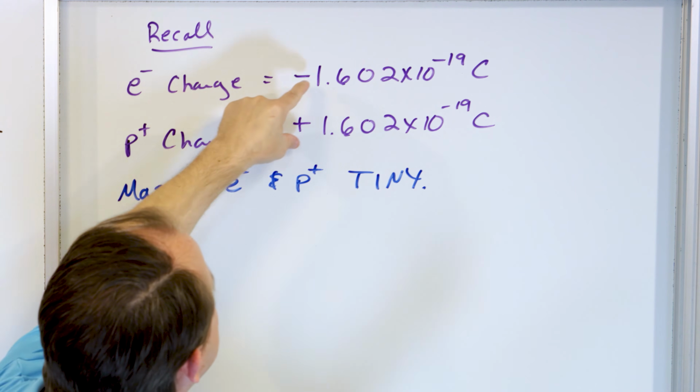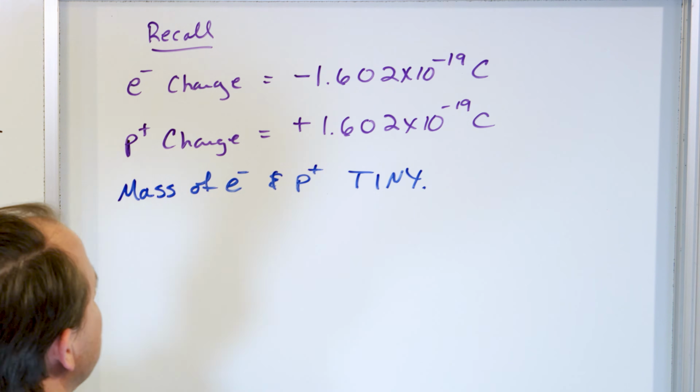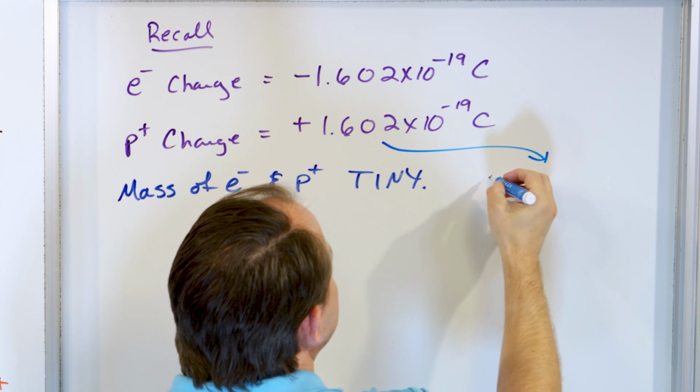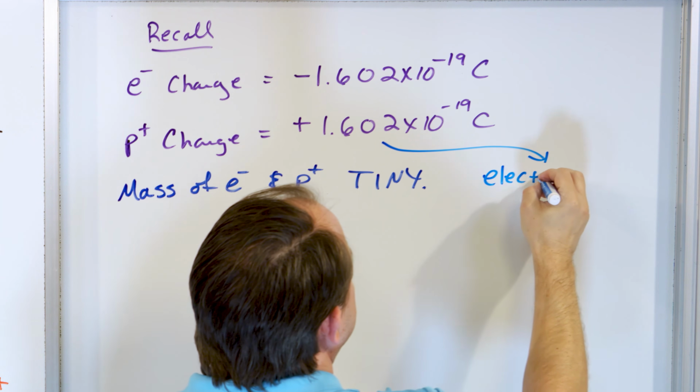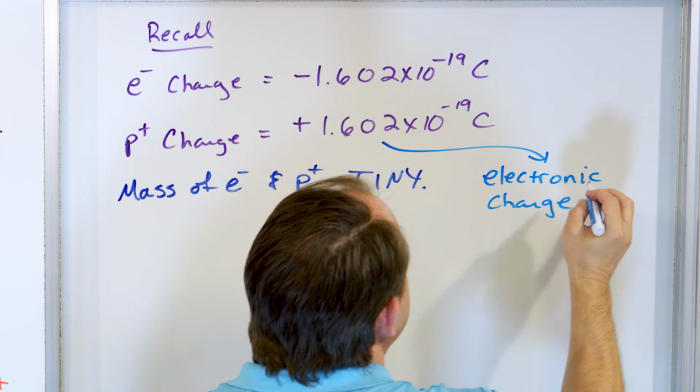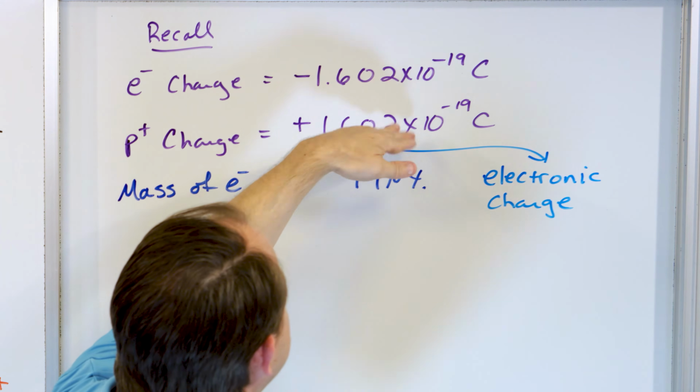So the masses of the electrons and the protons are tiny, and the charges on the electrons and protons are also tiny. So what we're going to do is take this really tiny number and call it a new thing. We're going to call it the electronic charge, because it would be really inconvenient to write this small number down over and over again.